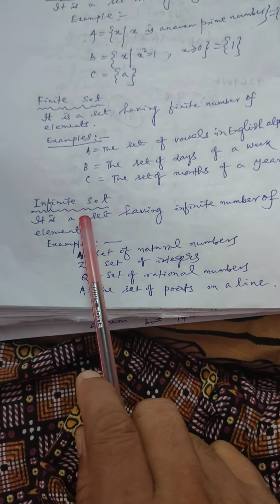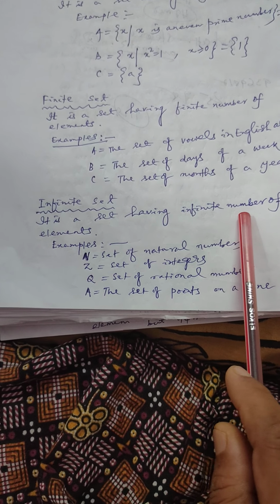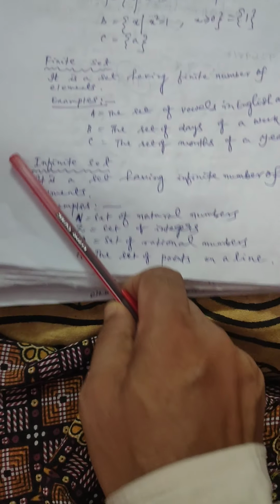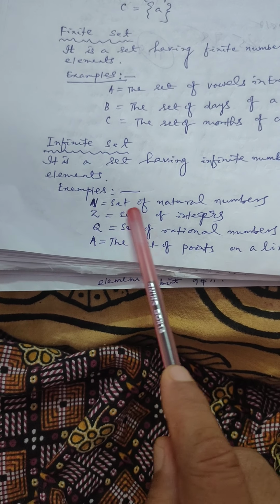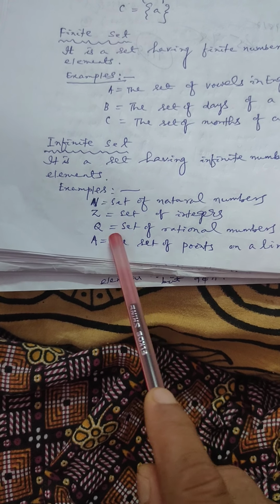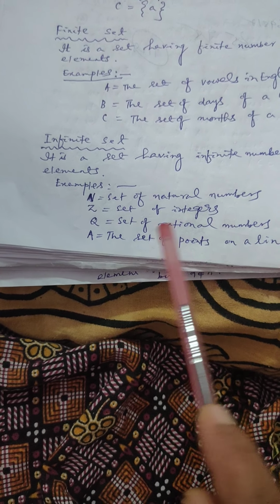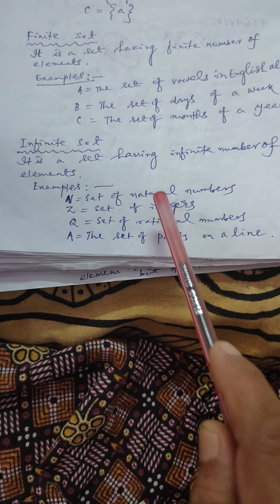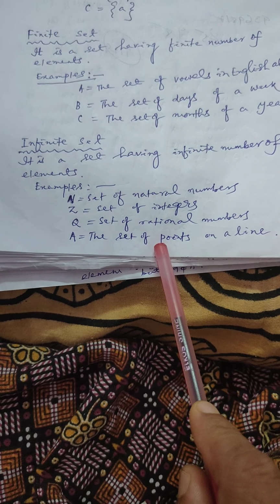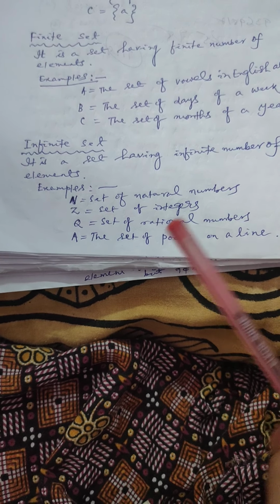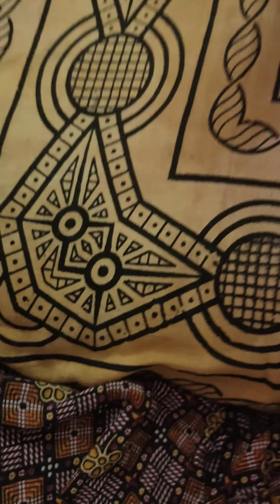Infinite set. It is a set having an infinite number of elements. We consider some examples. A is the set of natural numbers, Z is the set of integers, Q is the set of rational numbers, and A is the set of points on a line. Each and every set in these examples is an infinite set as they have an infinite number of elements.